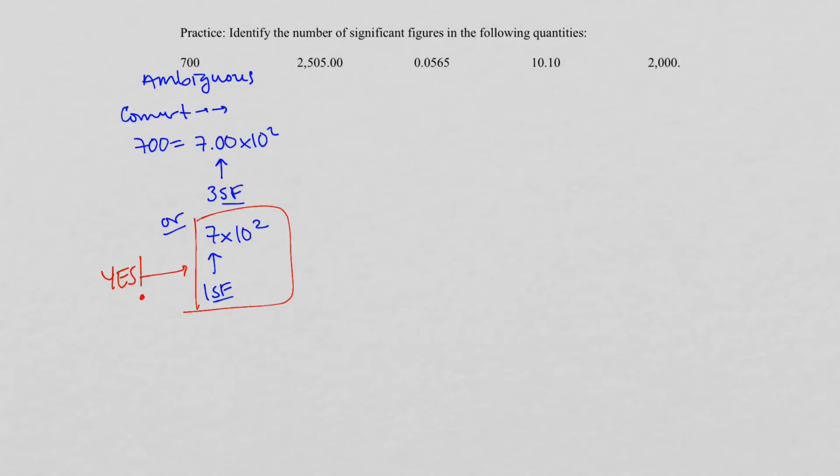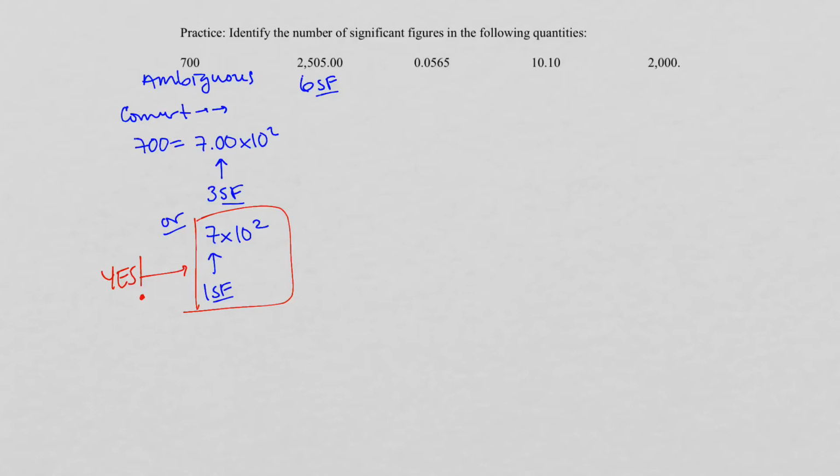Let's go on to the next problem, 2505.00. So a couple things. You see a decimal place, so you know that the trailing zeros are significant, and the zero is internal, so it's significant. So we're just going to count up the numbers: 1, 2, 3, 4, 5, 6. So we know this is 6 sig figs.